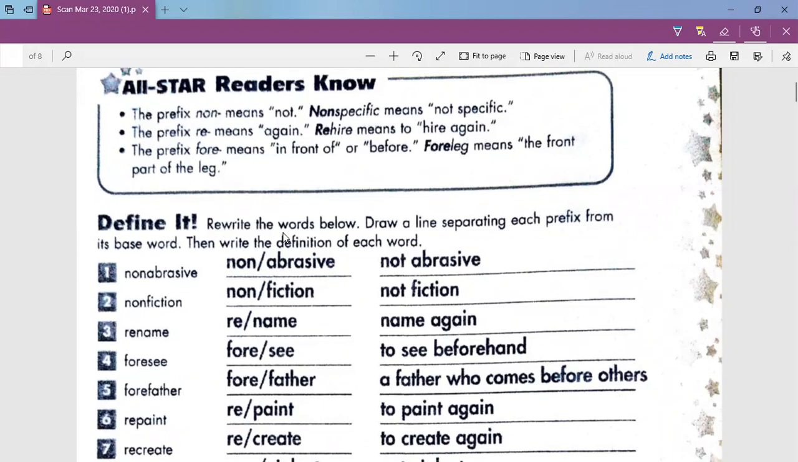It says rewrite the words below, draw a line separating each prefix from its base word, then write the definition of each word. We have number one, non-abrasive. So you were supposed to draw a line between the base word and the prefix. So in this case, it's non-abrasive, right? And that means what? Who wants to tell me? It means not abrasive, okay? Let's move on to number two.